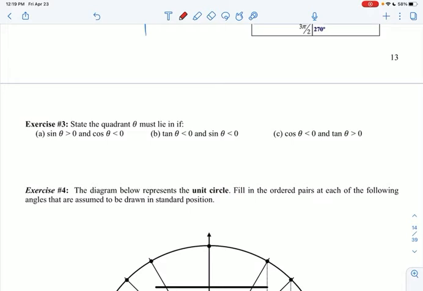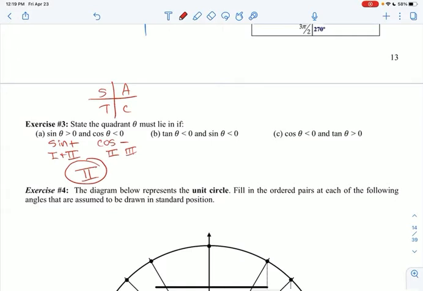State the quadrant theta must lie in if the sine of theta is greater than 0, so that means it's positive, and cosine is negative. Well, sine is positive. Let me draw this. All students take calc. Sine is positive in the first and the second. Cosine is negative in the second and the third, because it's positive in the first and the fourth. So the second is where sine is positive and cosine is negative.